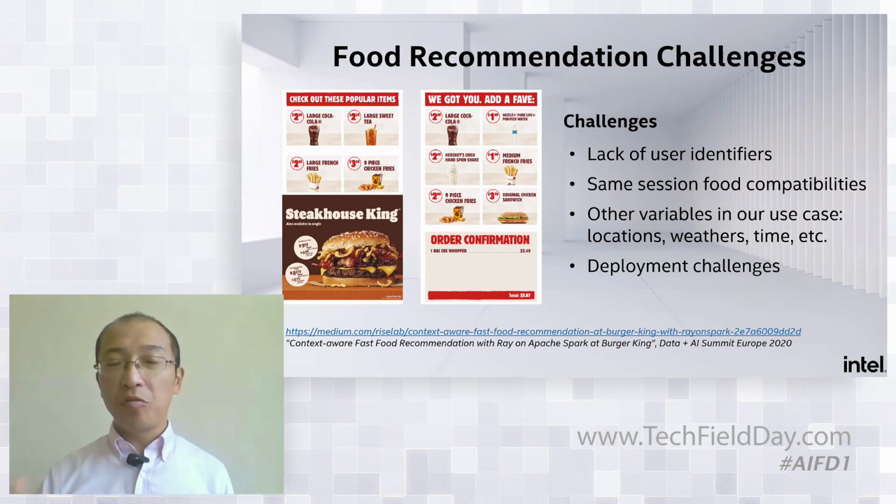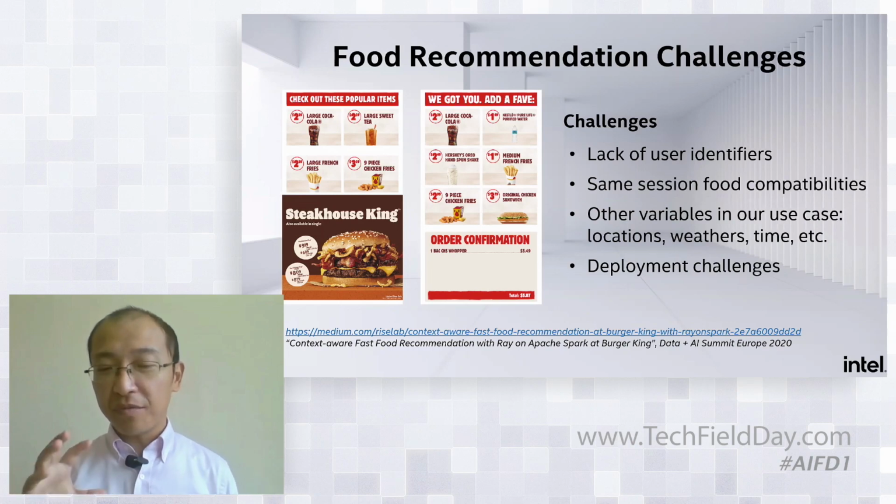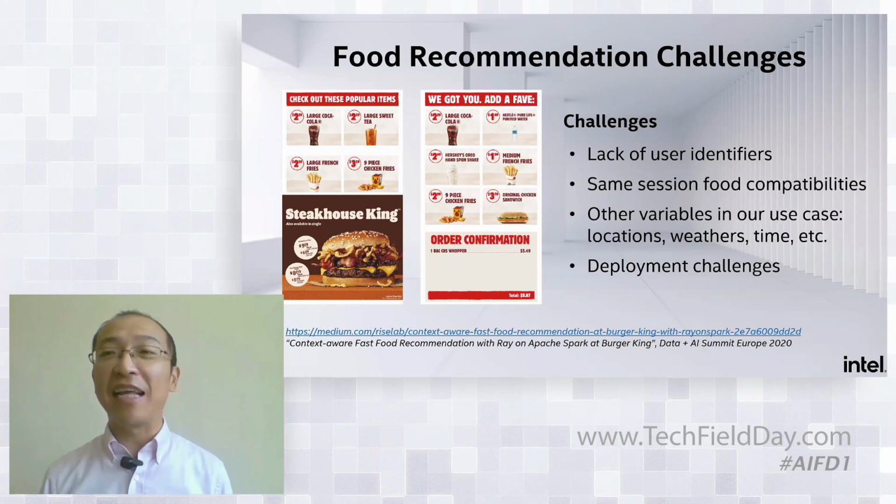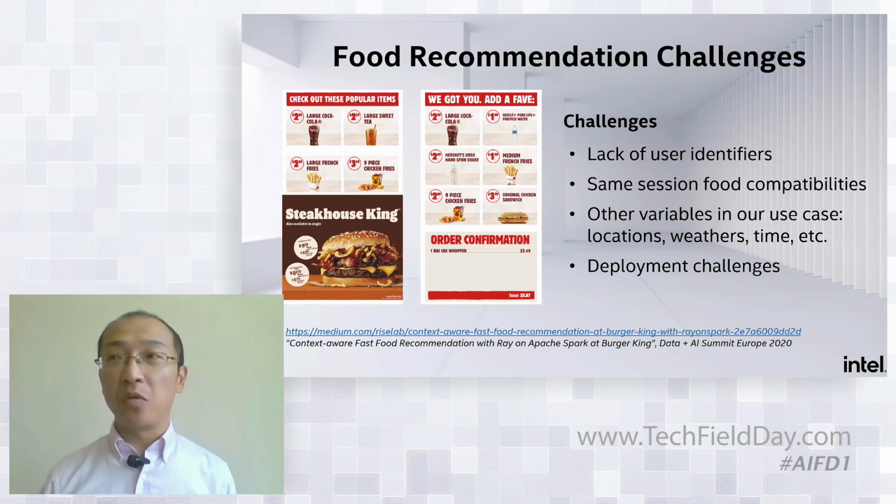And also, you need to look into the order session carefully, right? It's unlikely that you are going to order 4 different drinks, for instance, in one order session. It's very unlikely. And also there is a lot of other, I would say, context information. What is the location? What is the weather? What is the time? It's unlikely you're ordering some fried food at midnight. It's very unlikely, and so on. So there are a lot of different challenges you need to deal with in this fast food recommendation scenario.